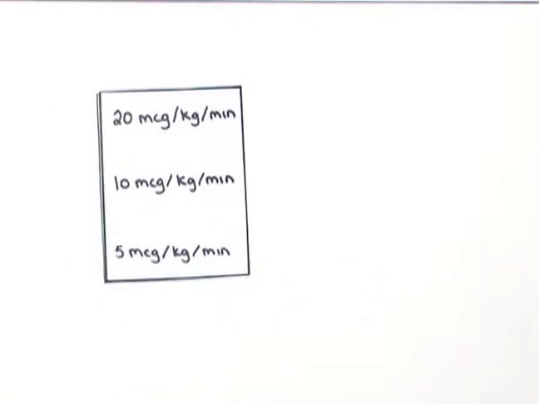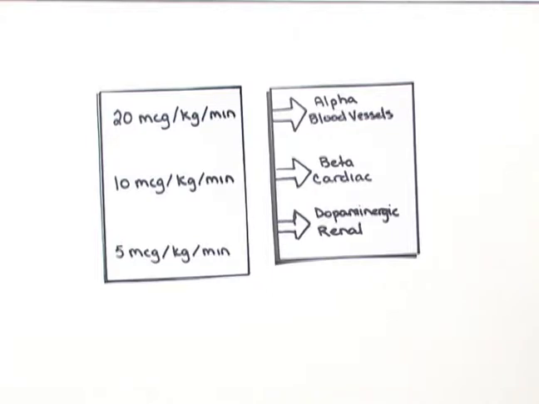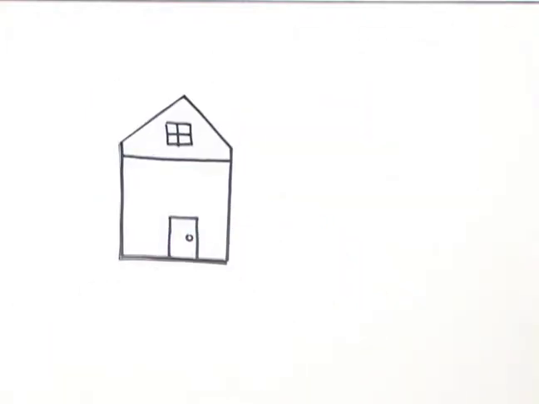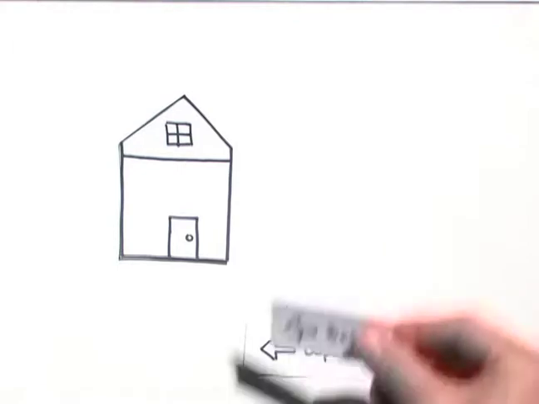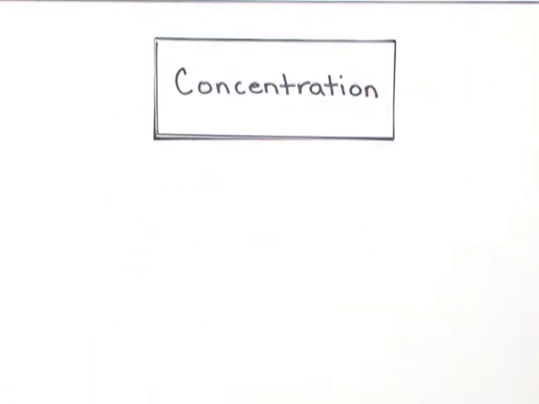Dosages for dopamine range from 5 to 20 micrograms per kilogram per minute. Lower doses primarily have renal effects. Medium doses have beta-1 or cardiac effects. And high doses have alpha effects. I remember this by saying, dope in the dirt, beta in the basement, and alpha in the attic. The dirt is the lowest part of the house, the basement is in the middle, and the attic is the highest. Let's work on the concentration of dopamine first.